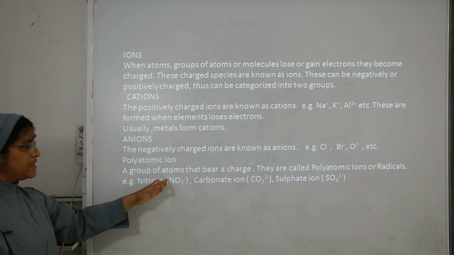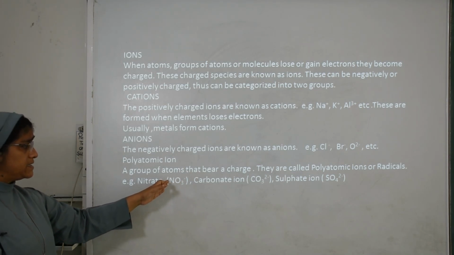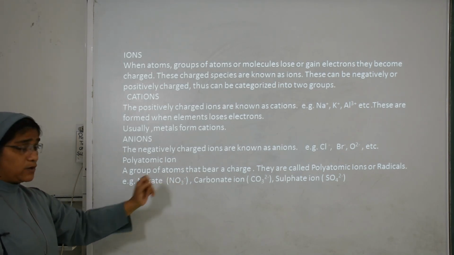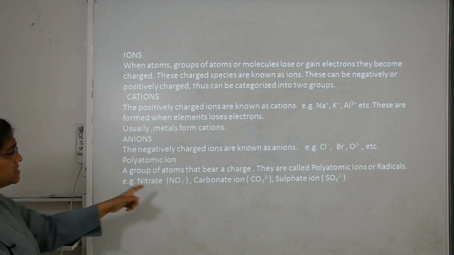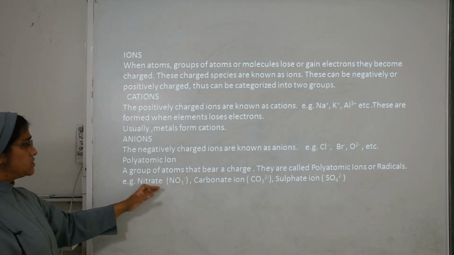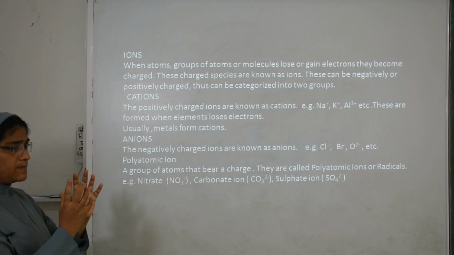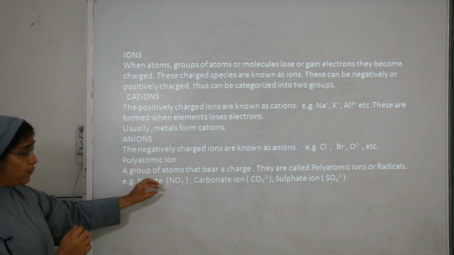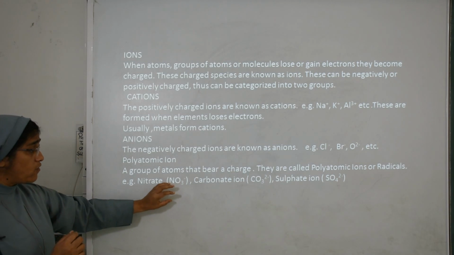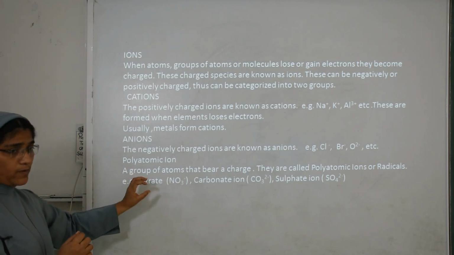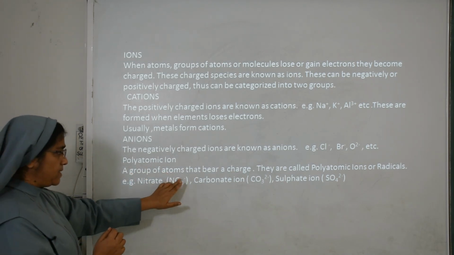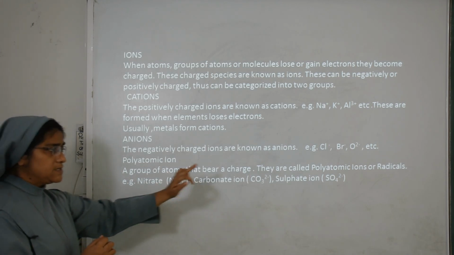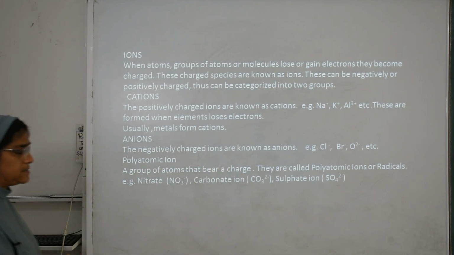So we can see nitrate. In nitrate, how many elements are there? The combining elements are nitrogen and oxygen. Nitrogen is 1 atom, oxygen is 3 atoms. So nitrate means 2 elements are combining. You can see the group of atoms. How many atoms are there? 4 atoms are there. A group of atoms that bear a charge, NO3 minus. That is called a polyatomic ion.